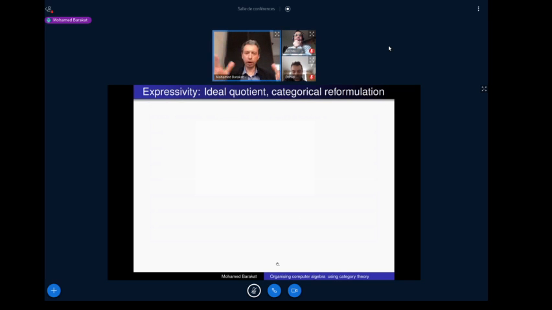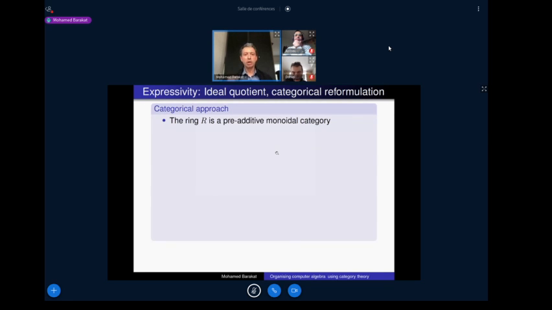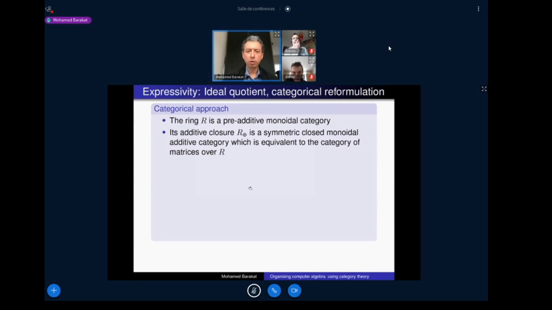And if you're in the business, then you know that one of the main operations you would like to talk about is ideal quotient, to be able to write such algorithms. So the first thing that one would ask you, okay, could you please express the ideal quotient categorically? And for this, you need some exercise, but actually it's doable. So the ring R is a pre-additive monoidal category. The additive closure R plus is a symmetric closed monoidal additive category, which is equivalent to the category of matrices over R. We saw this.